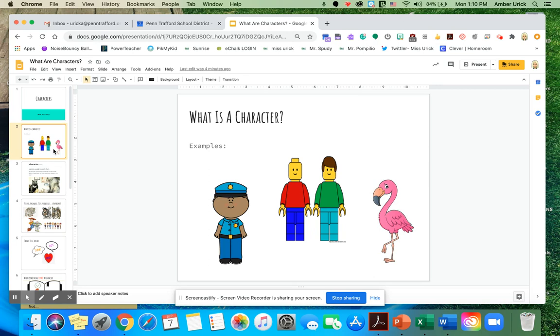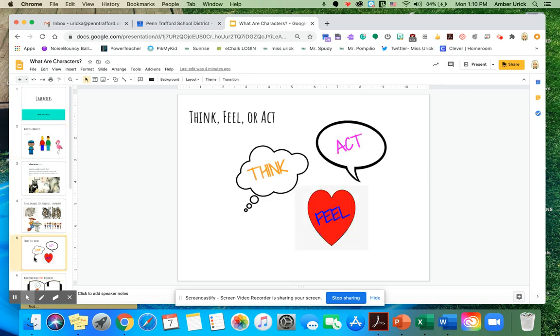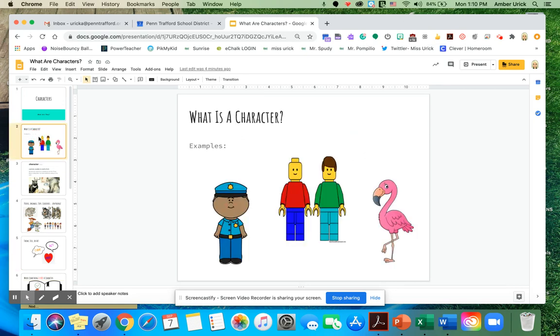I'm going to flip ahead just a little bit, and I want to show you this slide. Think, feel, or act. Think, feel, act. And then I'm going to come back. What is a character? Can a police officer think, feel, and act? Can a Lego person think, feel, and act? Can a flamingo think, feel, or act? Keep that in the back of your mind.